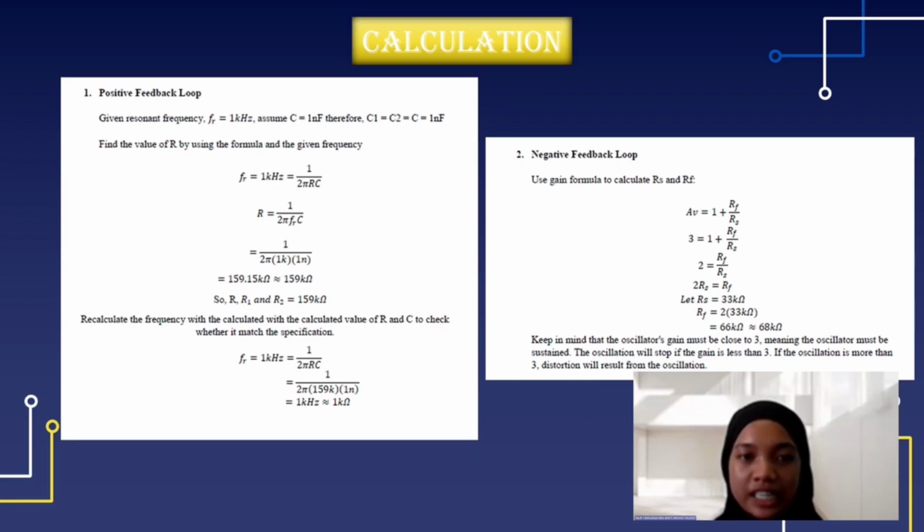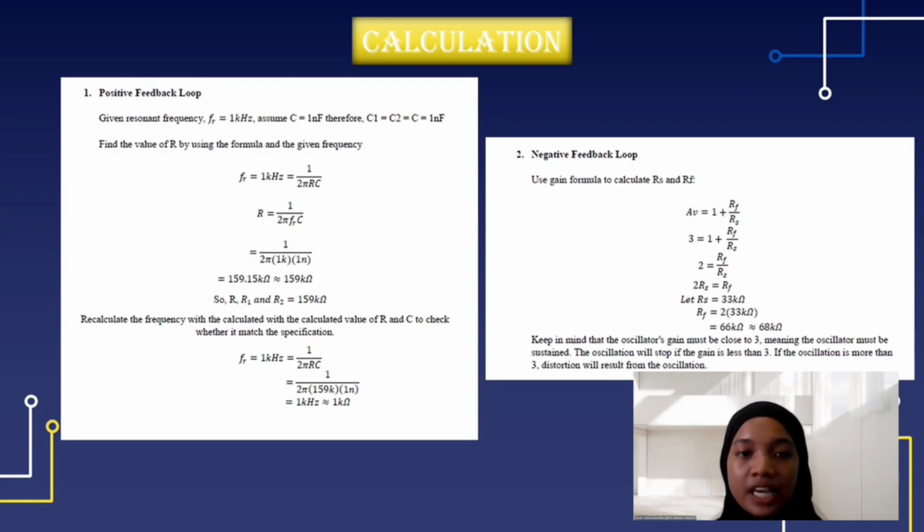The calculation has two different types of feedback loops. First, the positive feedback loop and second, the negative feedback loop. The positive feedback loop is given a resonant frequency of 1 kHz and we assume the capacitor value as 1 nanofarad. Therefore, C1 and C2 are 1 nanofarad.